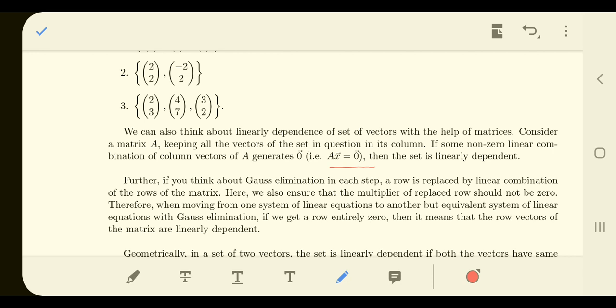If you are able to find the solution of Ax is equal to 0, and you find that there are infinite solutions available, then we say that the vectors are linearly dependent. And if you are not able to find an infinite number of solutions, that is, only a unique solution, then we say that the set of vectors is linearly independent.